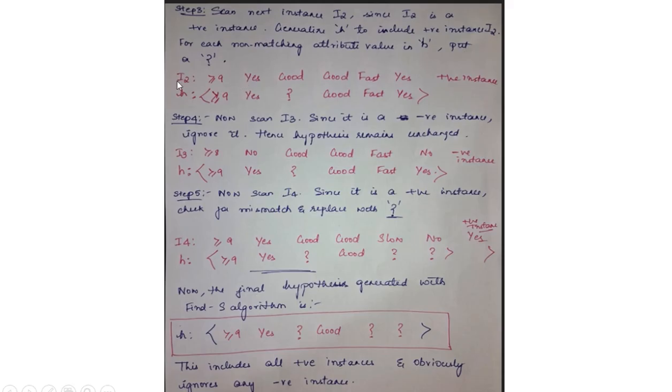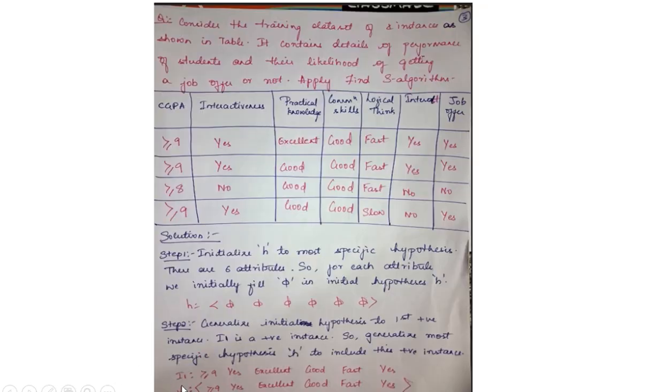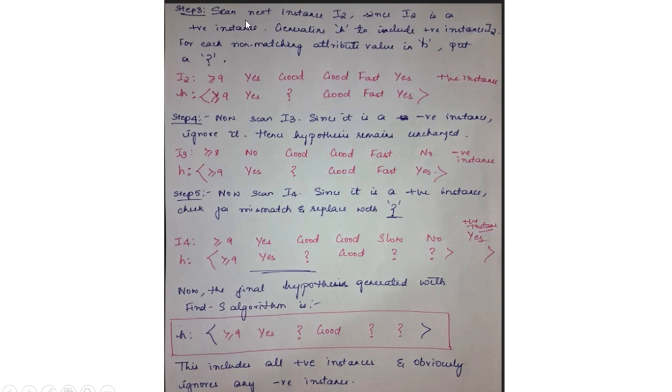Now we are going to compare. Since it is a positive instance, we compare I2 with the previous value of H. If there is no change, just copy the value as it is to the new hypothesis. If there is a change, then you put a question mark. See, the first attribute value in the previous hypothesis is greater than or equal to 9, and here also it's greater than or equal to 9. So just copy it as it is. Since there is no change in the second column also, I've copied it as it is.